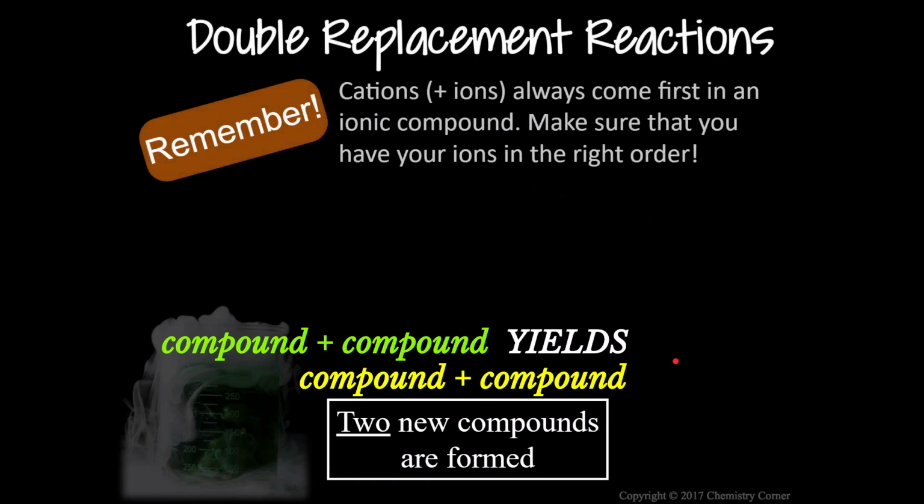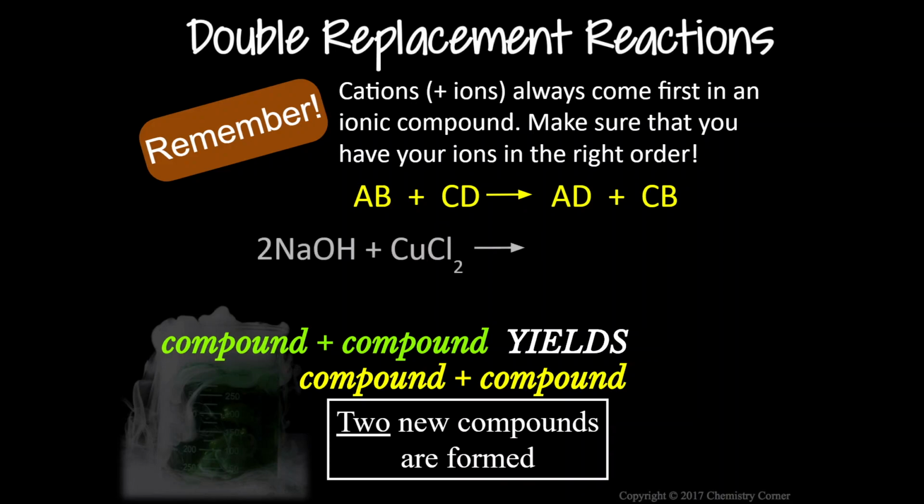Remember that the cation, or the positive ions, always come first in an ionic compound. So do not put the anions or the negative ions at the beginning of your compound. Always put your cations, your positives, first. Always start with the best foot forward, positives first. All right, and again, two compounds yield two compounds, which are new and different. Again, A, B, C, D goes to A, D, and C, B.